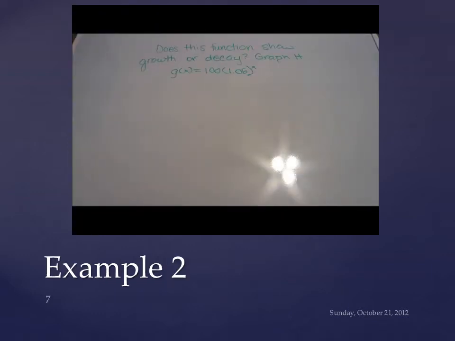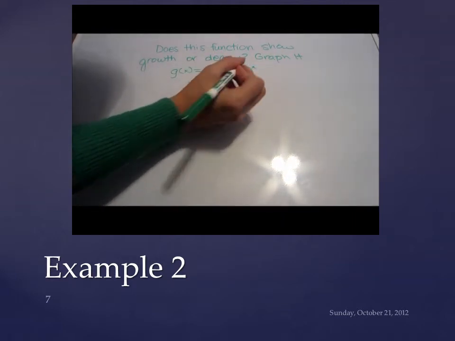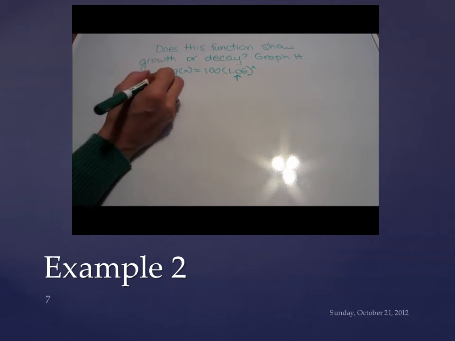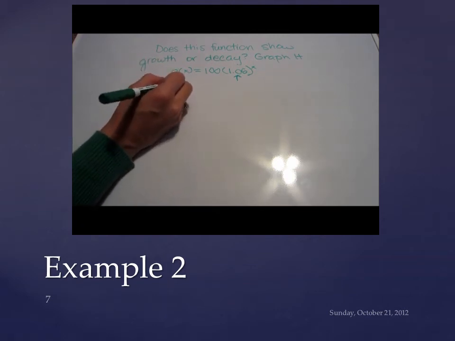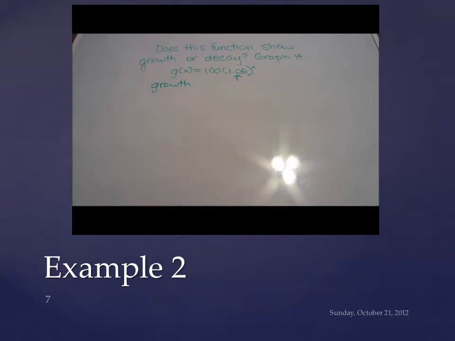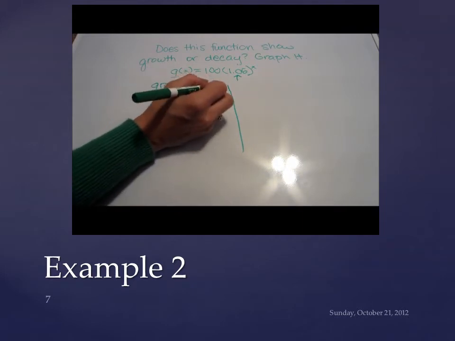For this one, we have g of x equal to 100 times 1.05 to the x power. The first question asks us if it's growth or decay. Since this is our base, 1.05 is greater than 1, therefore this is going to be a growth problem. Now we can go ahead and set up a table with x and f of x.